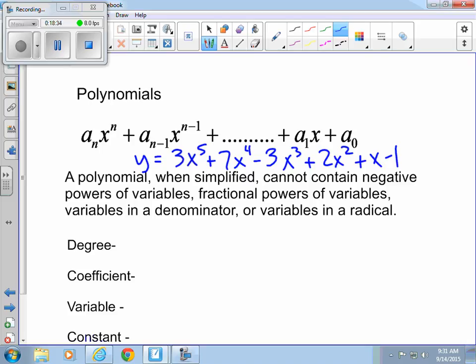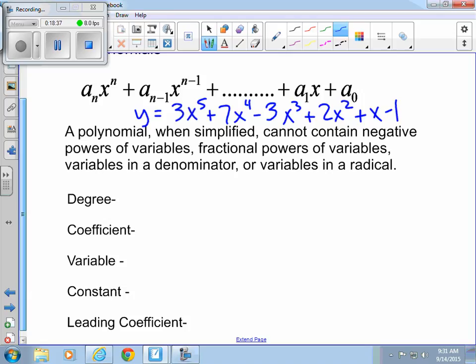And a couple of things that they will expect you to know in this book are these words here. So we're going to write down what those words mean. Degree, coefficient, variable, constant, and exponent. Does anyone remember what the degree of a polynomial is? The highest exponent. Good. The largest exponent. So in my example up there, 5 is the degree. The highest exponent.